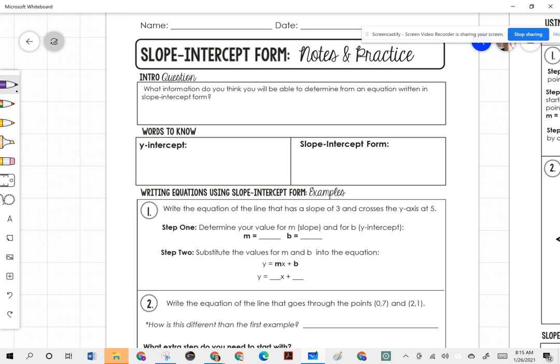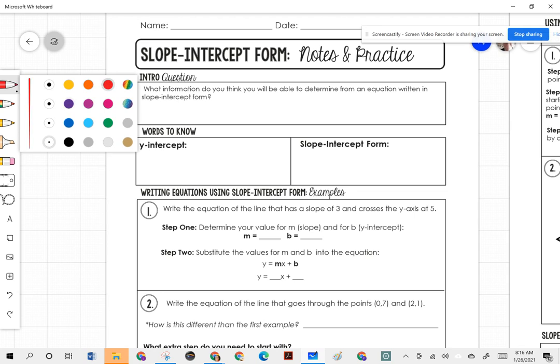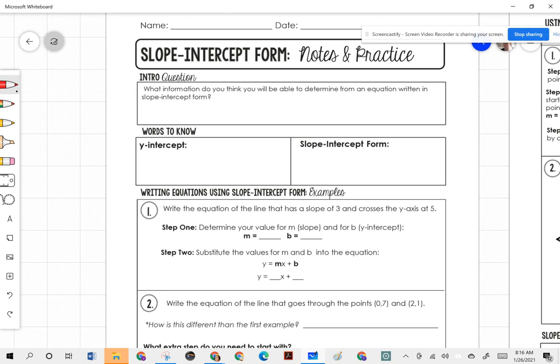Okay, so we're going to start with our notes. So let's talk about the intro question. It says, what information do you think you'll be able to determine from an equation written in slope-intercept form? This is not a trick. We just want you to figure out what you can determine from the name of the equation.